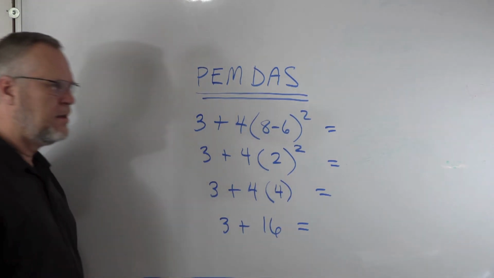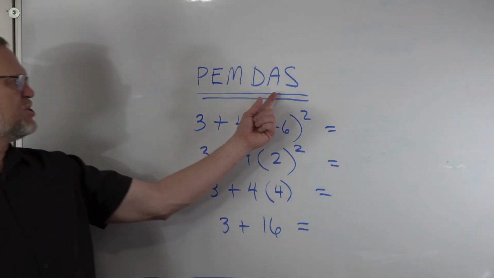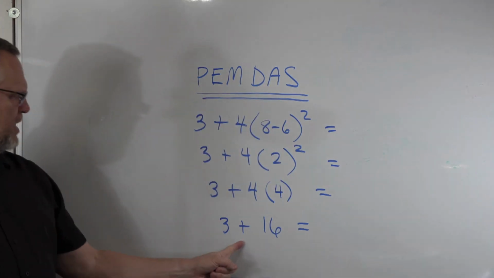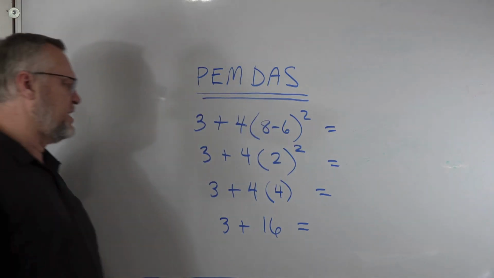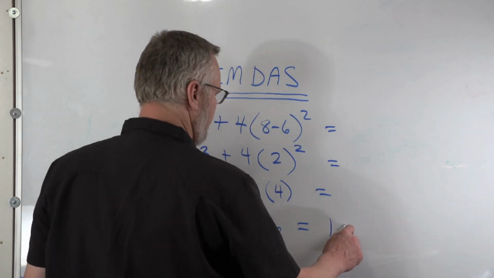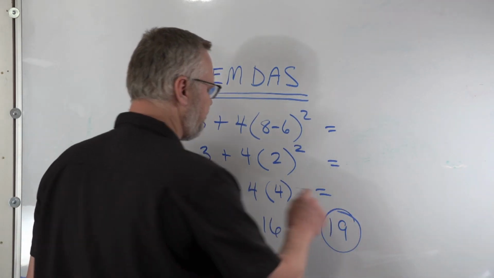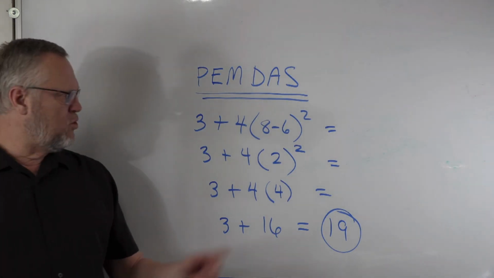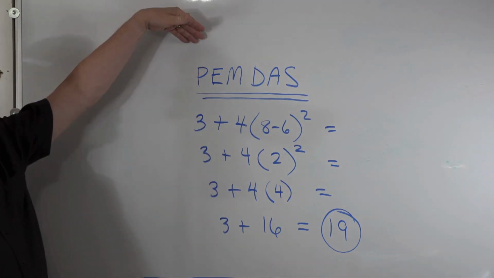And next is addition and subtraction. There's no subtraction, but there is addition right there. 3 plus 16, that's pretty easy, right? That equals 19. What I've done is successfully evaluate this following the rules of PEMDAS.